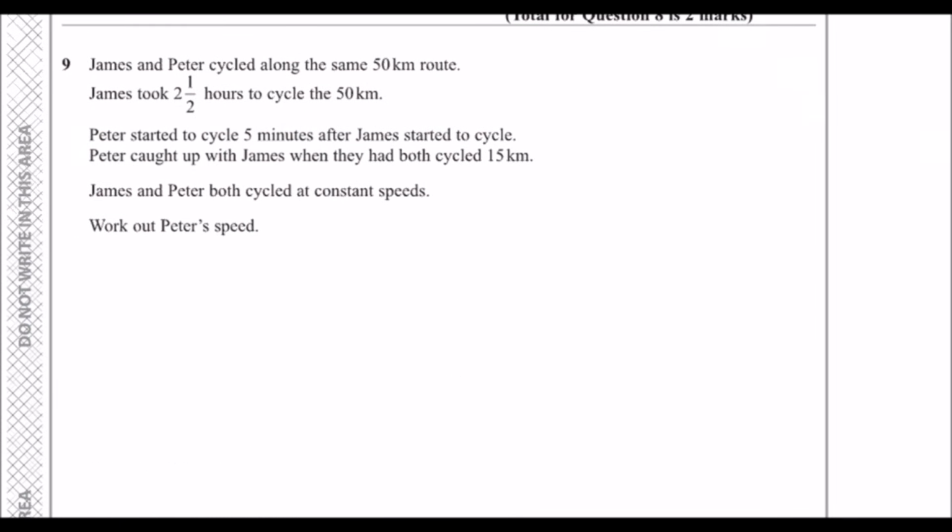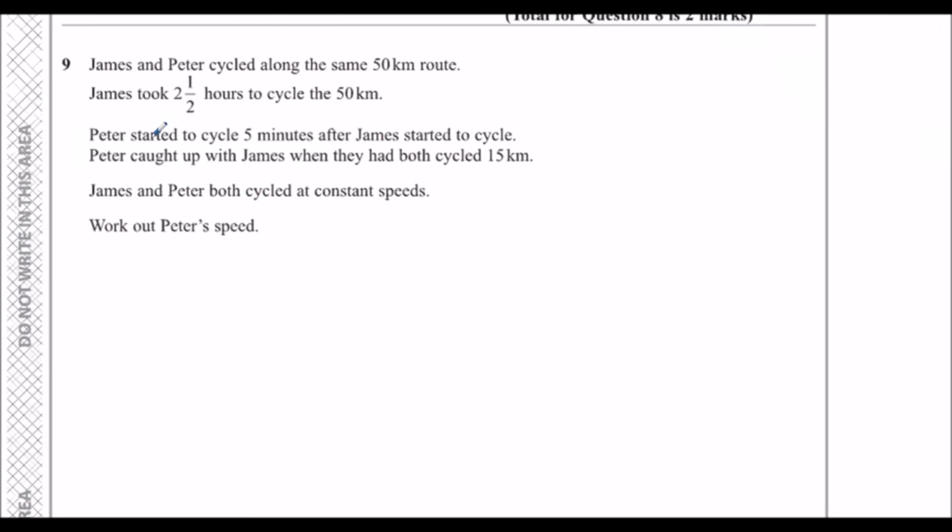Question 9. James and Peter cycled along the same 50-kilometre route. James took 2.5 hours to cycle the 50 kilometres. Peter started to cycle 5 minutes after James started, and he caught up with James when they both cycled 15 kilometres. James and Peter both cycled at constant speeds. Work out Peter's speed.